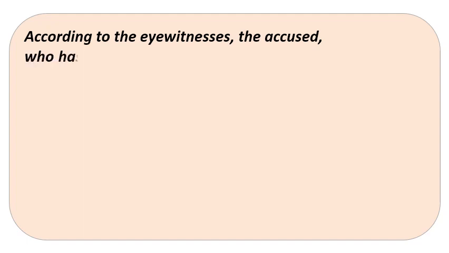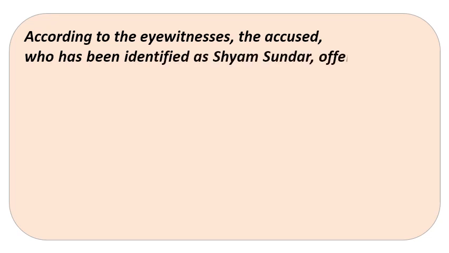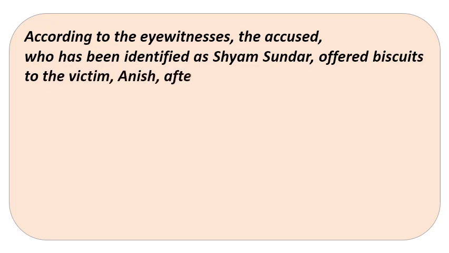According to the eyewitnesses, the accused means a person or group of people who are charged with or for a crime, who has been identified as Sham Sundar, offered biscuits to the victim Anish after befriending him. Befriending is present participle of befriend and the meaning of this word is to be friendly towards someone.